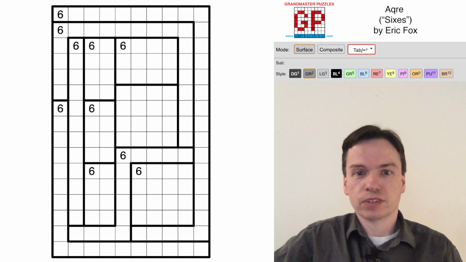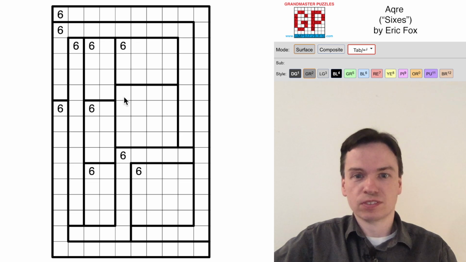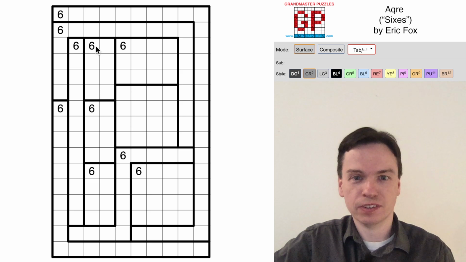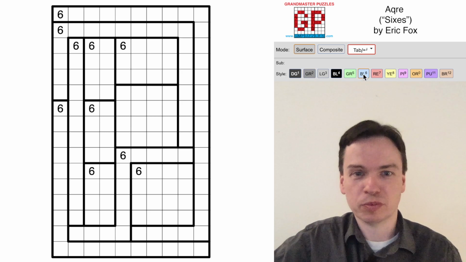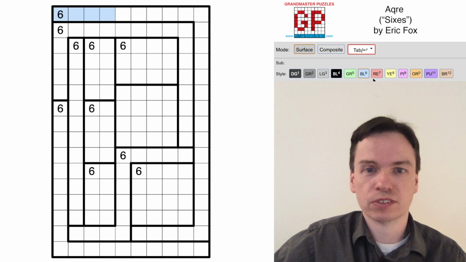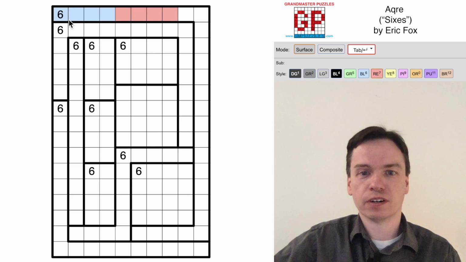So we're here to talk through this Aqre puzzle by Eric Fox called Sixes, where except for this region, I'm seeing everything else having the clue 6 in it, which is a pretty narrow design, a pretty impressive puzzle even before it gets started.